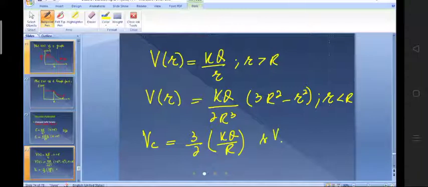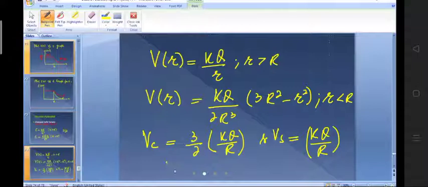And what's the potential at the surface? At the surface, small r is equal to capital R. So 3R square minus R square will be equal to 2R square. 2 and 2 are going to cancel. So potential on the surface will be equal to KQ divided by capital R. And obviously the potential at the center is greater than the potential at the surface.